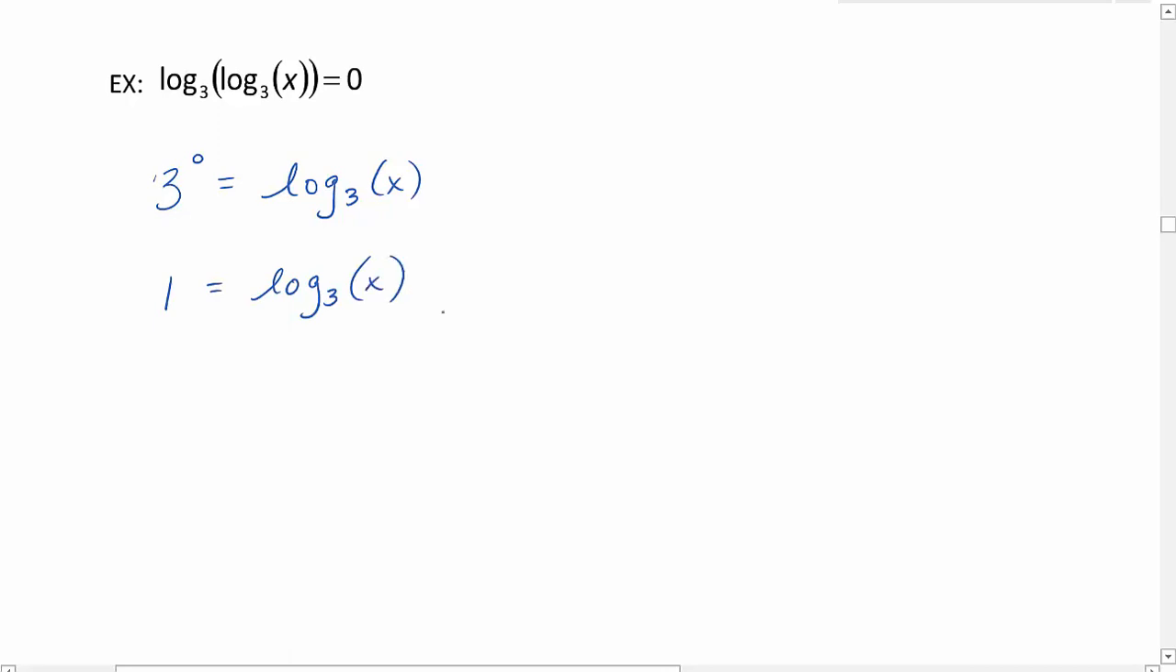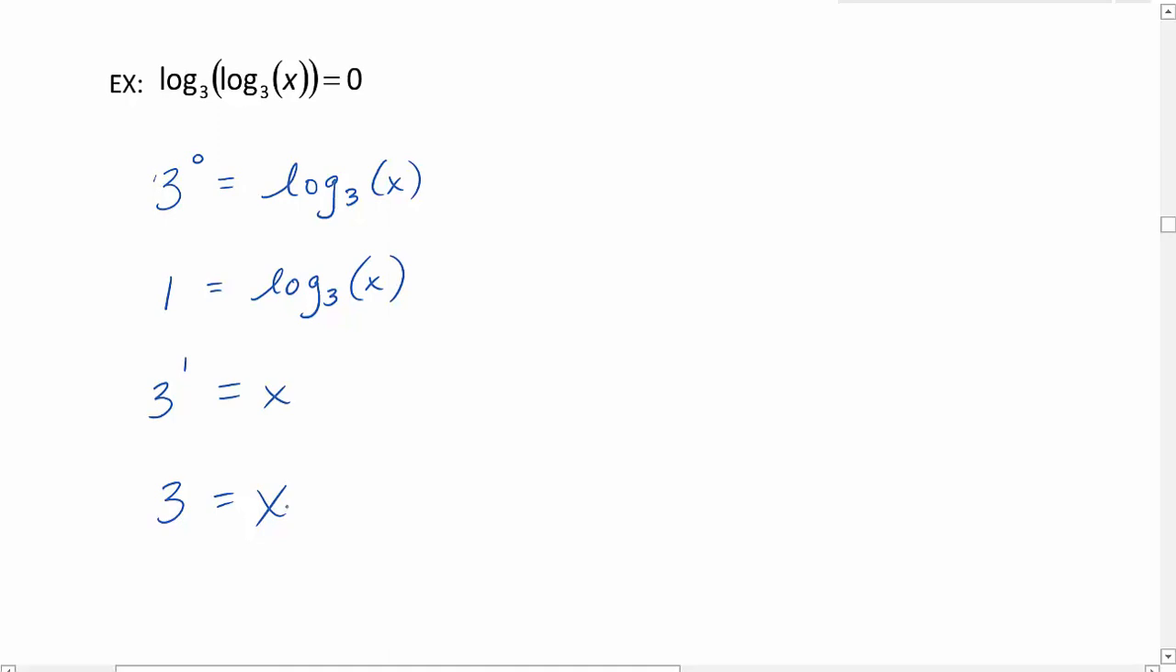And we solve the resulting equation, but the resulting equation is once again a logarithmic equation. So we're going to go through that same process. I have a single log equal to a constant. That means it's ready to rewrite in exponential form. Our exponential rewrite will be 3 to the first equals x. And that gives us that x is equal to 3.